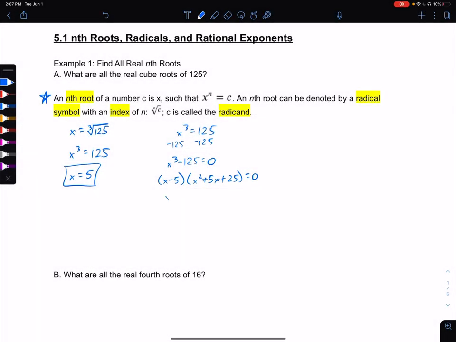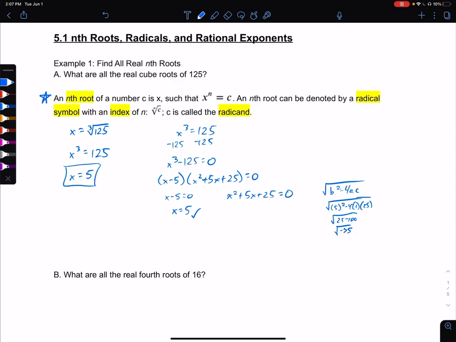If we set each of these pieces equal to 0, here we get that x equals 5, which is what we already had. But if I take the second expression and set that equal to 0, I would solve this using the quadratic formula, because it's not factorable. Inside the discriminant, b squared minus 4ac, I would have 5 squared minus 4 times 1 times 25, and I would get 25 minus 100, which gives me a negative number, in this case negative 75.